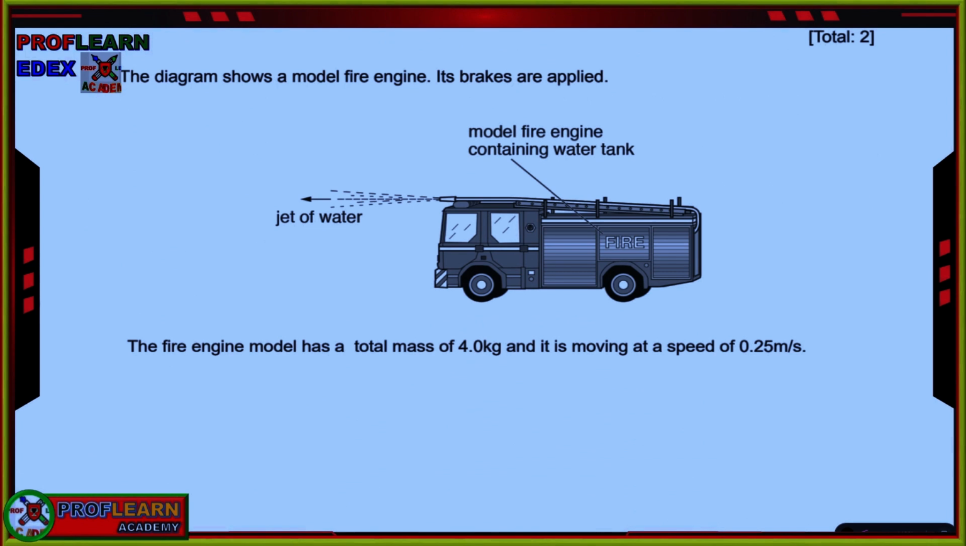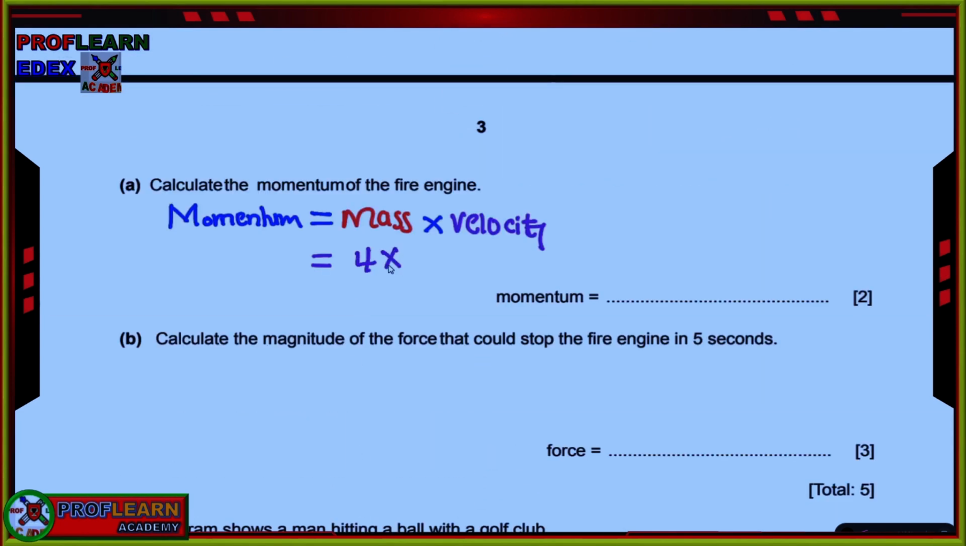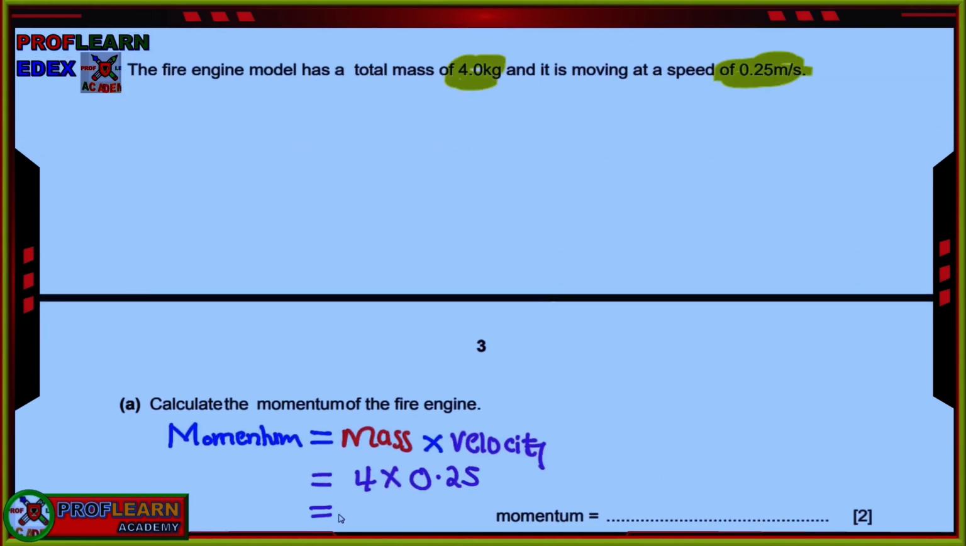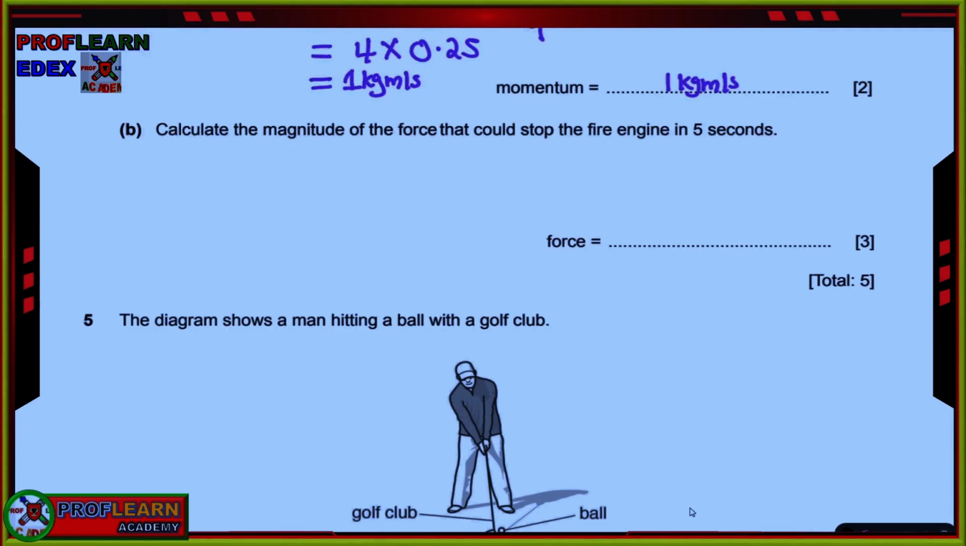So this fire engine, as it's moving, remember, any object that is in motion has what we call momentum. So in the event you are asked to work out momentum, we need to remember the formula for momentum is mass times velocity. And in this case, our mass is 4 times the velocity, which is 0.25 meters per second. So if we work it out, we're going to get our answer as 1 kg meter per second.